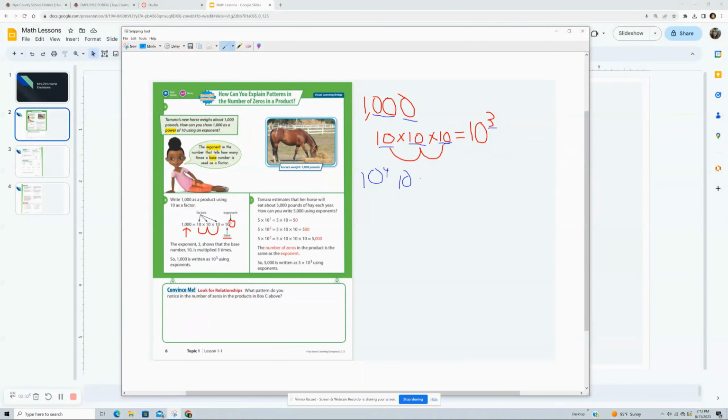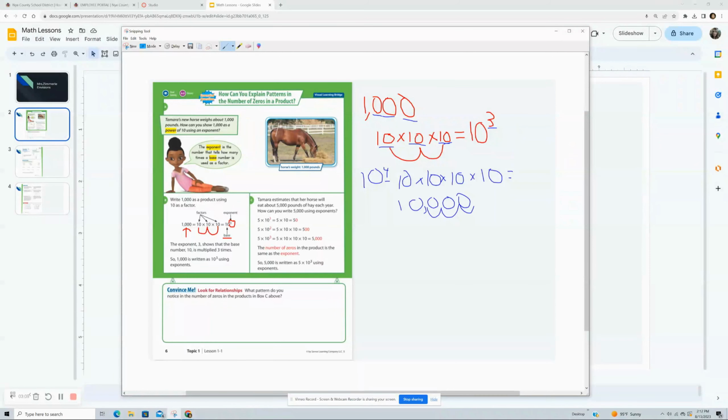I'm going to have 10 multiplied 4 times, and that also is going to be represented here. I'm going to add 4 zeros. I'm going to move over 3, place my comma. I have 10,000.